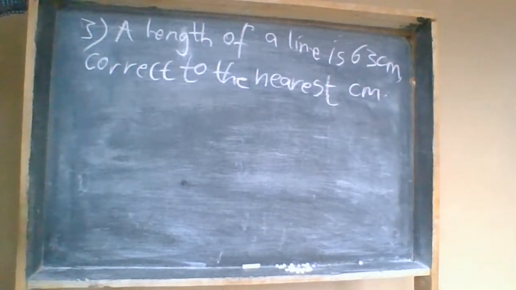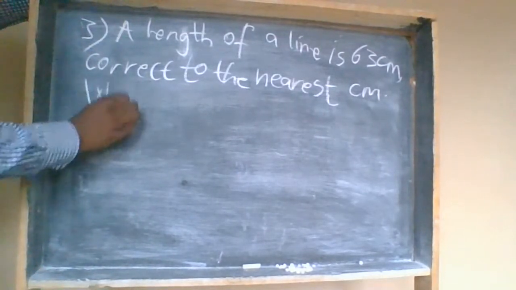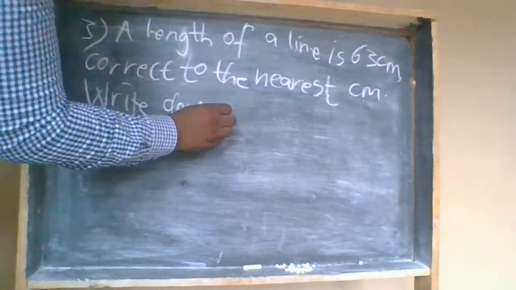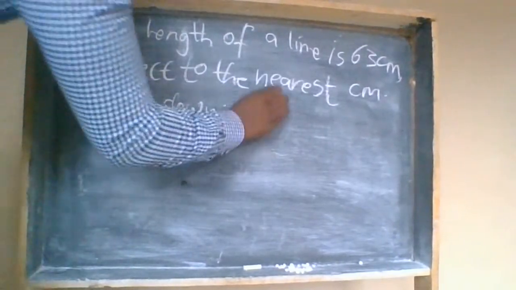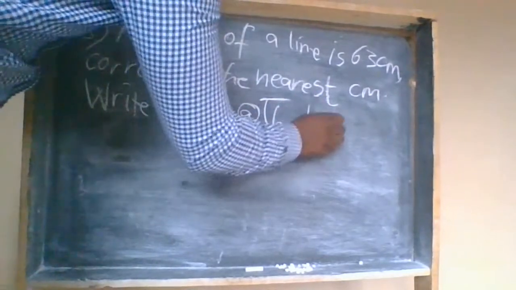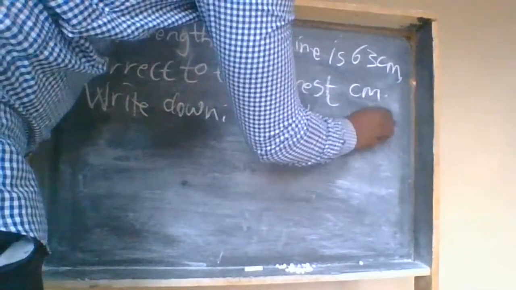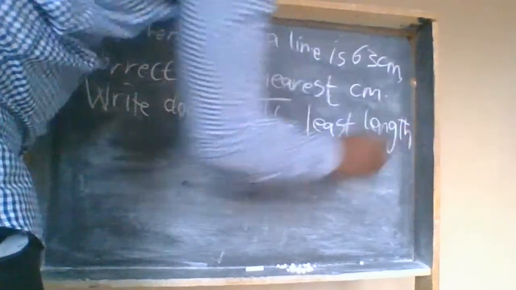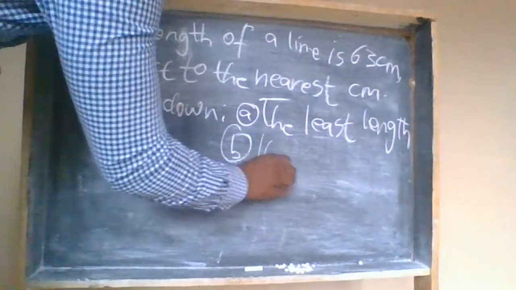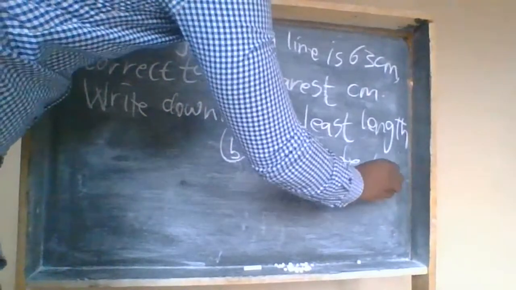Okay, so write down A, the least length, and B, the greatest length.